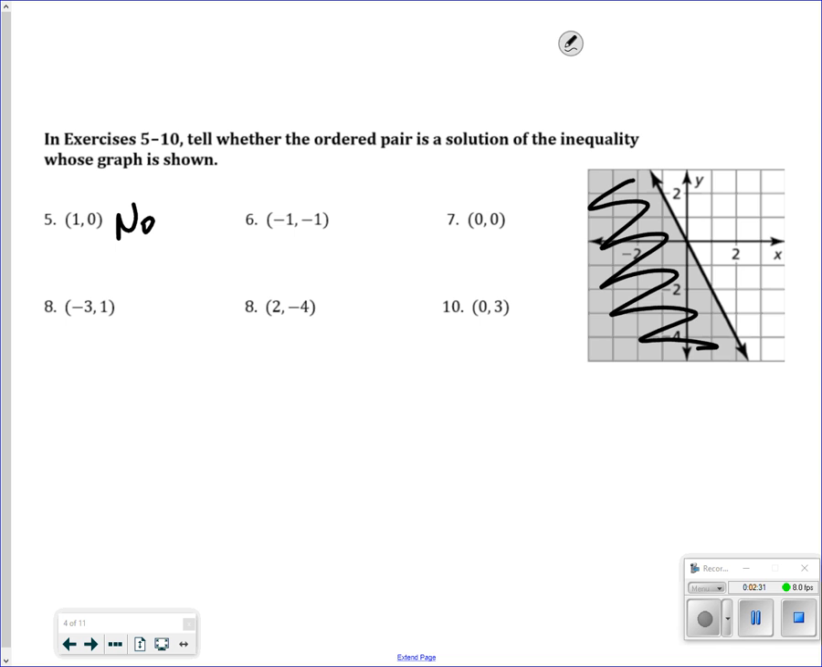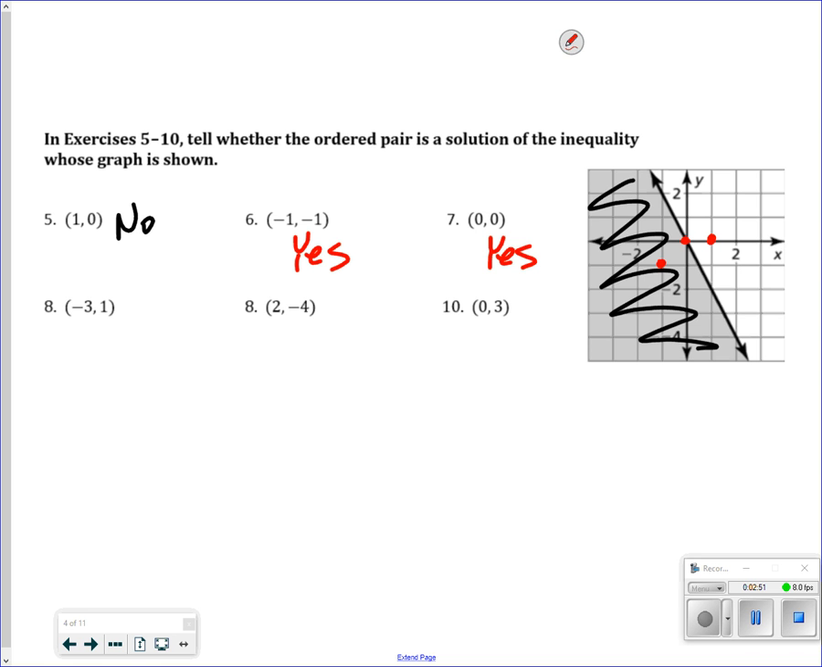I'm going to go over here to my picture and see where 1, 0 is, and that is not in the shaded region and not on the line. Negative 1, negative 1, that's a yes. It's in the shaded region. 0, 0 is on the line. And again, only because the line is solid do you say yes.